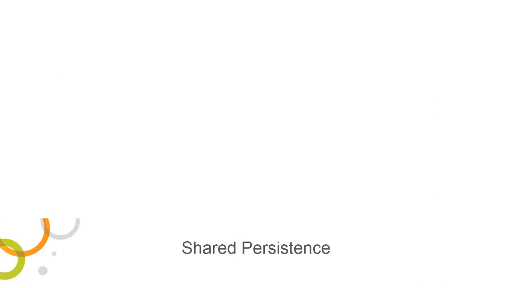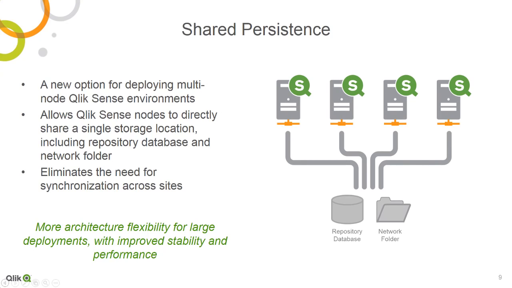Finally, we are offering a new option for multi-node Qlik Sense deployments that we call Shared Persistence. Shared Persistence allows multi-node Qlik Sense deployments to share a single repository database and uses shared network folders to operate instead of traditional database synchronization. This provides more architecture flexibility for larger deployments and improves stability and performance.